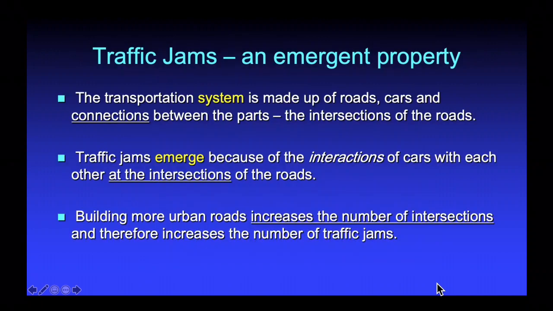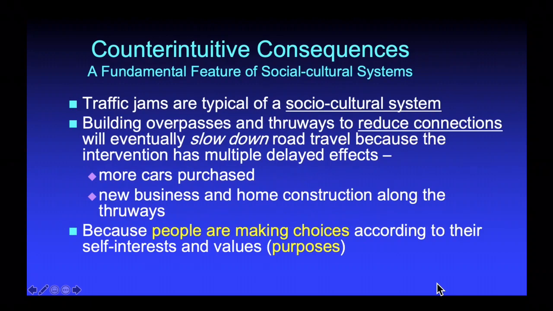Now, the traffic jam is an emergent property. It's made up of roads, cars, and the connections between the parts, and they emerge at the interactions of cars at intersections. And as I indicated, building more roads would increase the intersections and therefore traffic jams. But you might say, let's build an overpass, or as many cities have done, let's build a beltway around the city, or as in Asia they often call it a ring road.